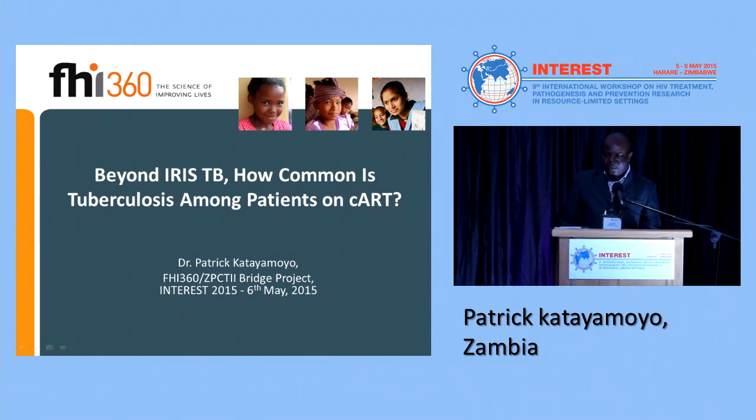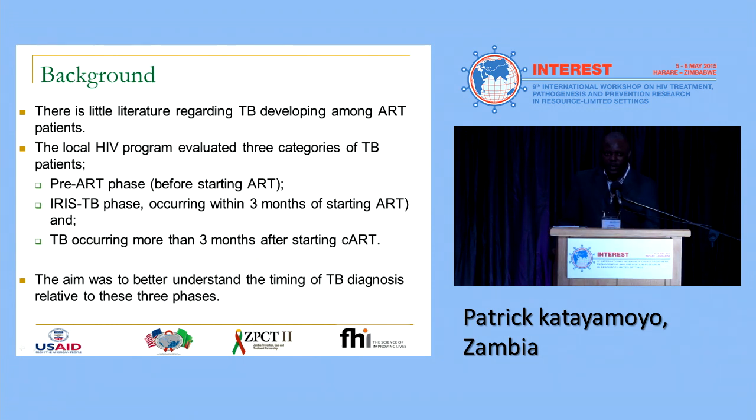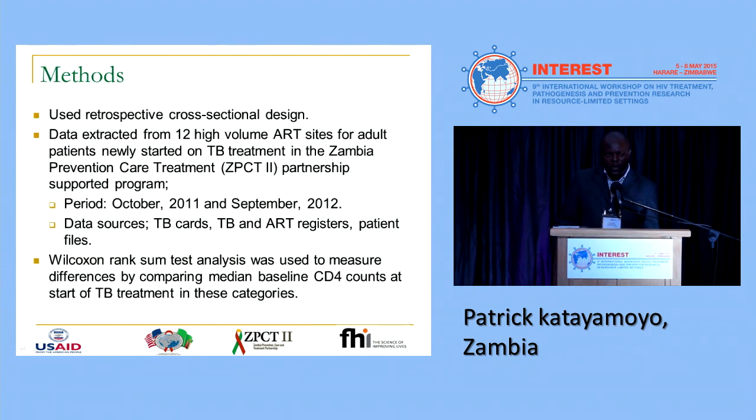There is very little published literature on patients already on ART who are developing TB. In our HIV program, we looked at patients who are developing TB and tried to categorize at what stage they are developing the TB. We had in mind the pre-ART phase, the IRIS TB phase, that's within 90 days of starting ART, and then beyond that. The aim was to better understand the timing, as I said.